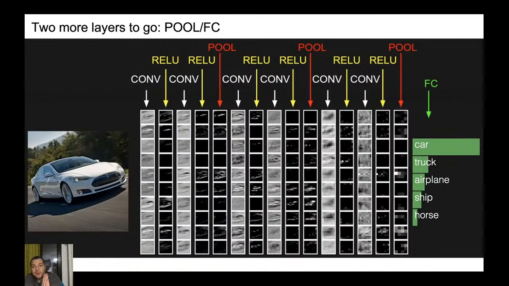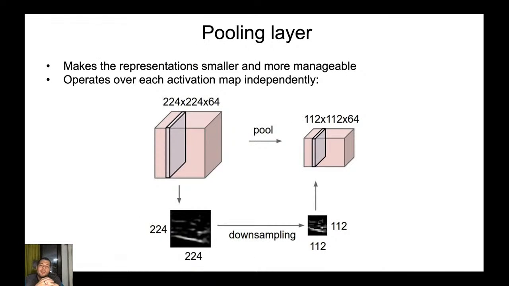Okay, so this was the final observation for the convolutional layers. So now we move to the pooling layers. The pooling operation is based on making sure that the representations are reduced in terms of space, so the spatial dimension is reduced, and they also become more manageable.